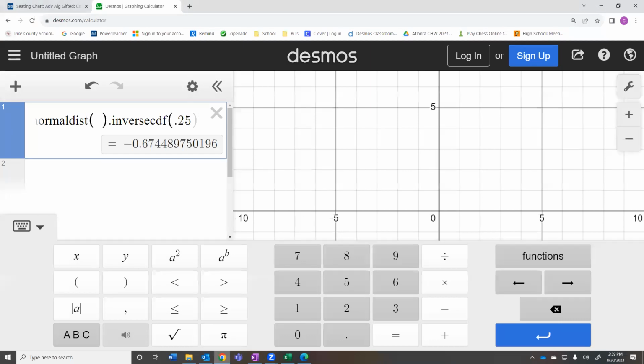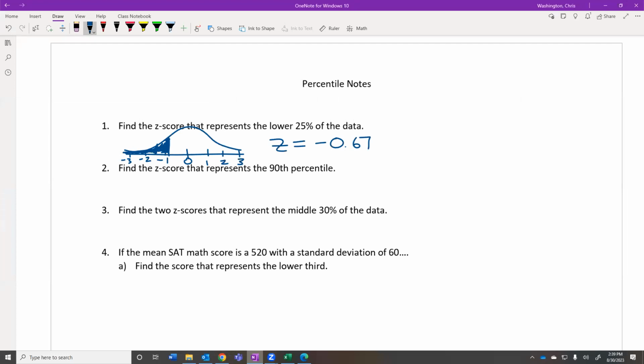Number 2, or the next part. Find the z-score that represents the 90th percentile. What do we mean by percentiles? The 90th percentile. If you're at the 90th percentile for height, what does that mean? That means you're taller than 90% of the people in that group, whether it be your gender, your age, whatever the case may be. If you've scored in the 90th percentile on an EOC, end of course test, what does that mean? That means that your score was better than 90% of people that took that exact same test. That's what 90th percentile means.